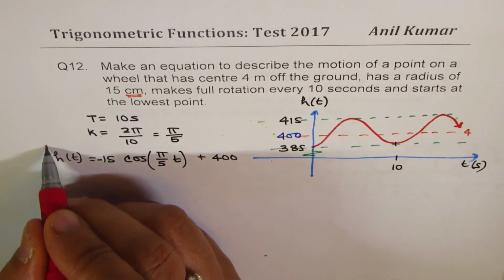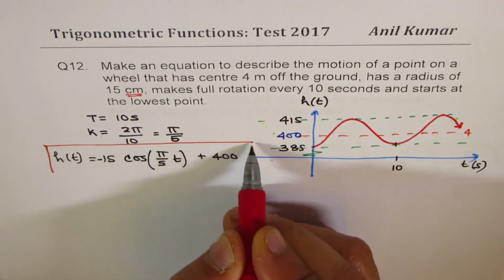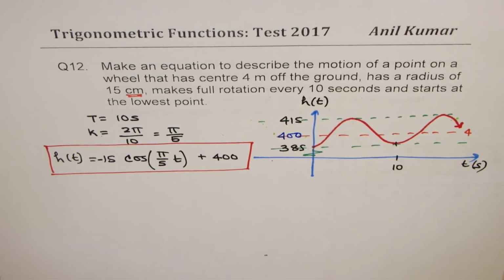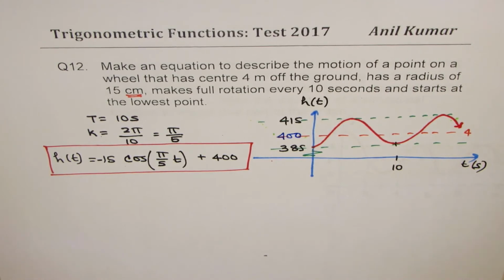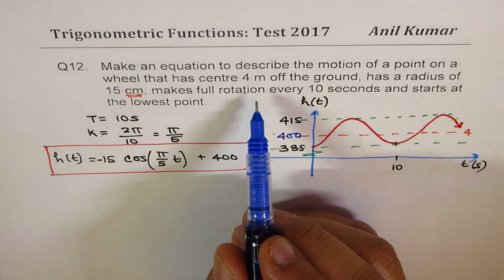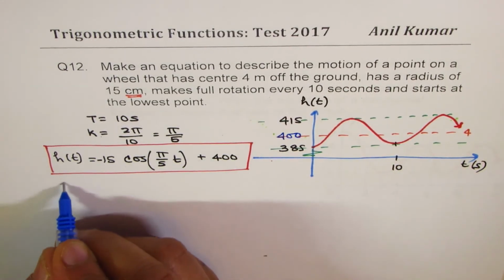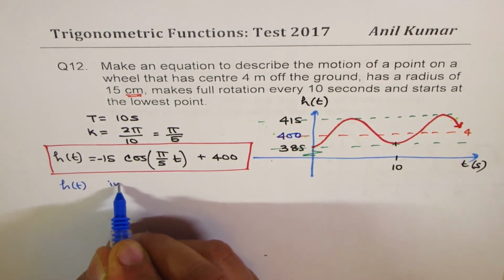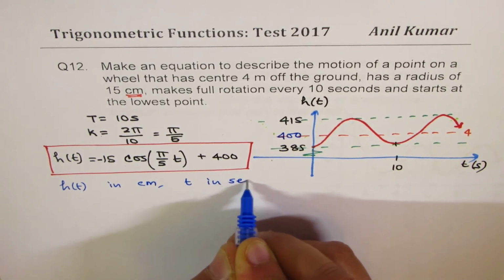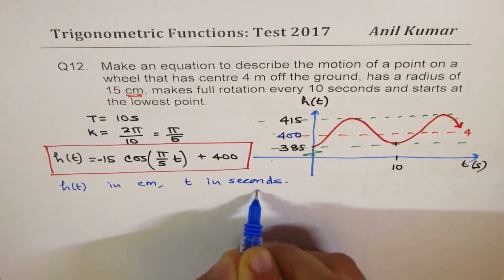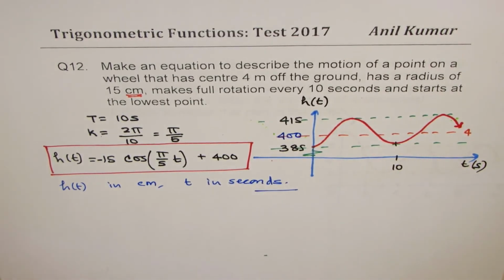Okay. Now, go through it once again, try to understand how we can give this equation, where we have given height in centimeters and time t in seconds. Okay, so that is how we are going to write the equation. Okay, so let's move on to question number 13.